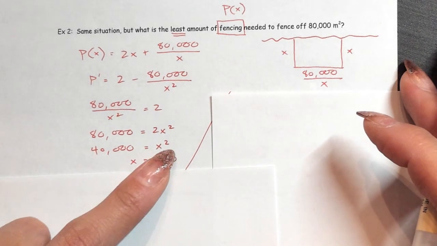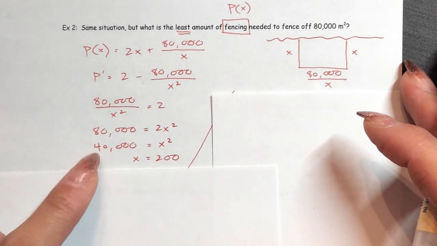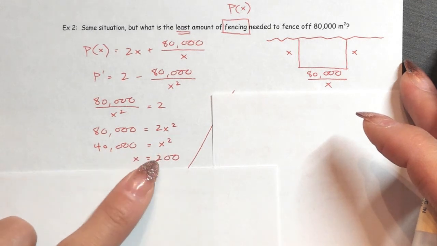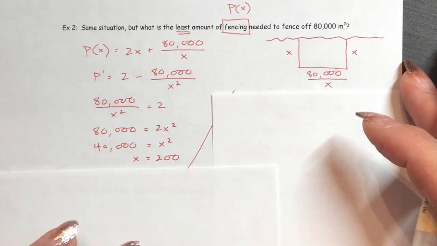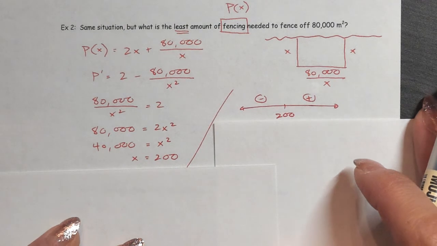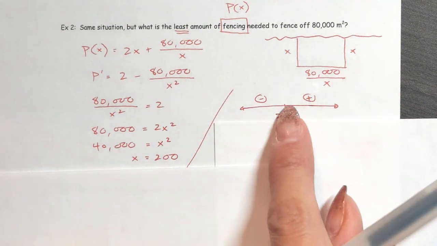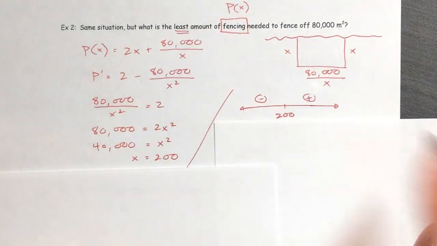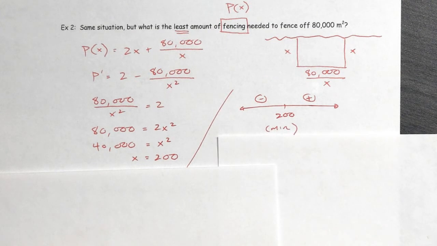I can actually do this in my head, right? This is possible in your head. So there's 4 zeros, take the square root, you get 2 zeros. Okay, so you get 200, and then you draw your little number line, and you guarantee that it is a minimum. So it is a minimum, we're all good.